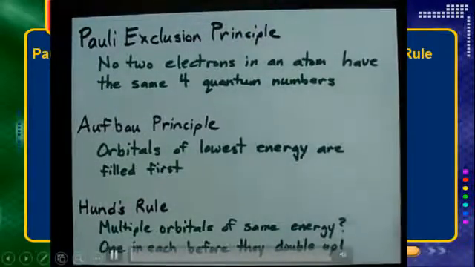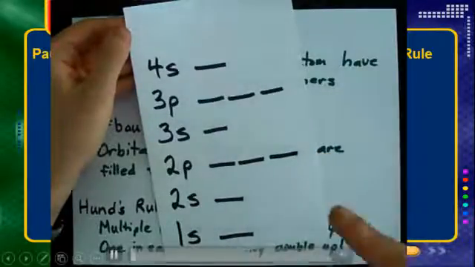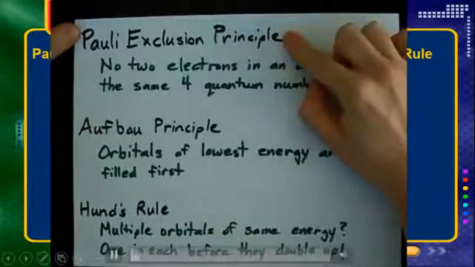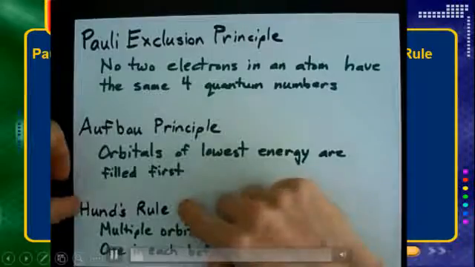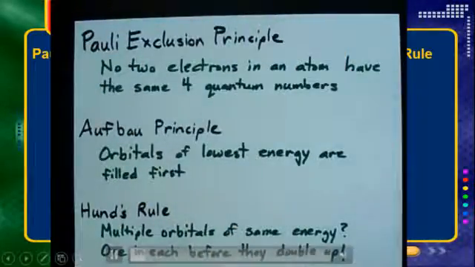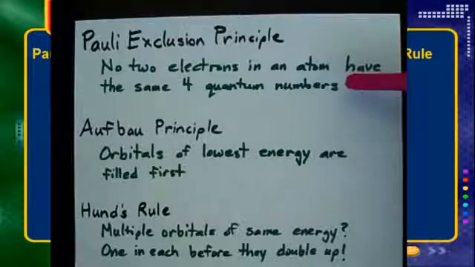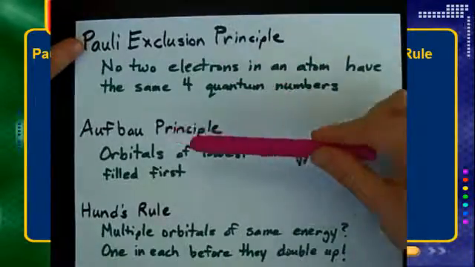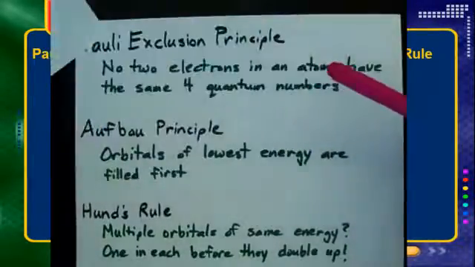All right, when you're filling electron energy level diagrams like this one, you have to obey 3 different rules. They are the Pauli Exclusion Principle, the Aufbau Principle, and Hund's Rule. The Pauli Exclusion Principle says that no 2 electrons in an atom have the same 4 quantum numbers. The Aufbau Principle means fill from the bottom up. Orbitals of the lowest energy are filled first, from the bottom up.